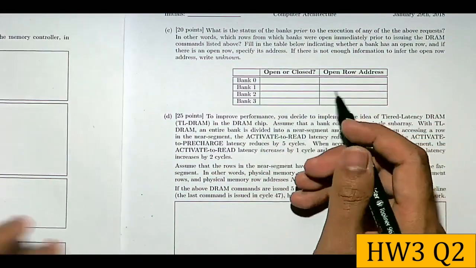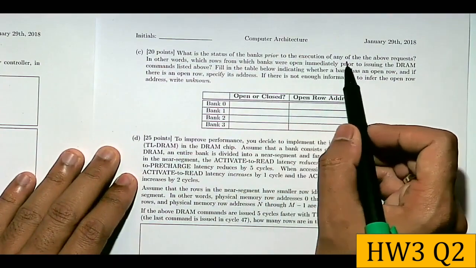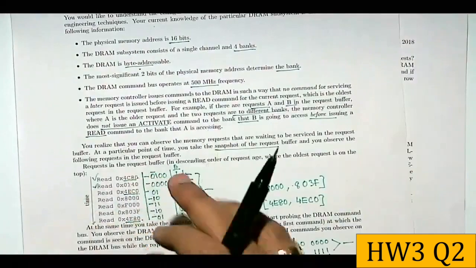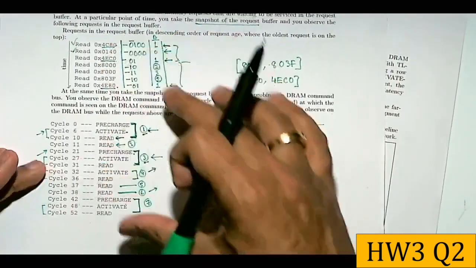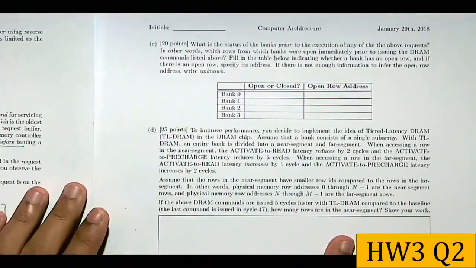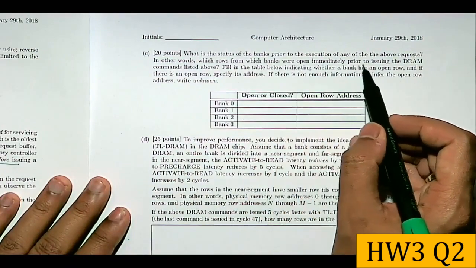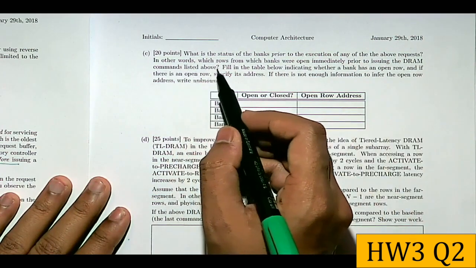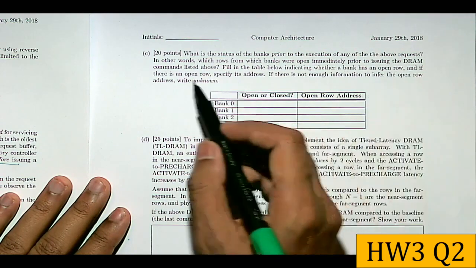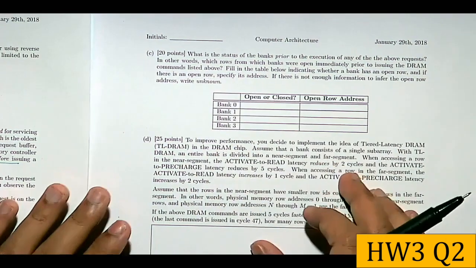Third question basically. Let's read the question. What is the status of the bank prior to the execution of any of the above requests? These are the request sequence. Before this request sequence even happened to the DRAM, what is the state of the DRAM? In other words, which rows from which banks were open immediately prior to issuing the DRAM commands listed above? Fill in the table indicating whether the bank has an open row. If there is an open row, specify its address. If there is not enough information, just simply say unknown.